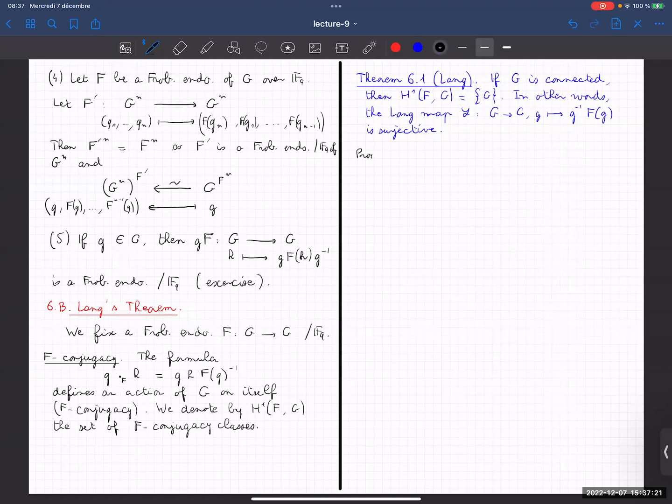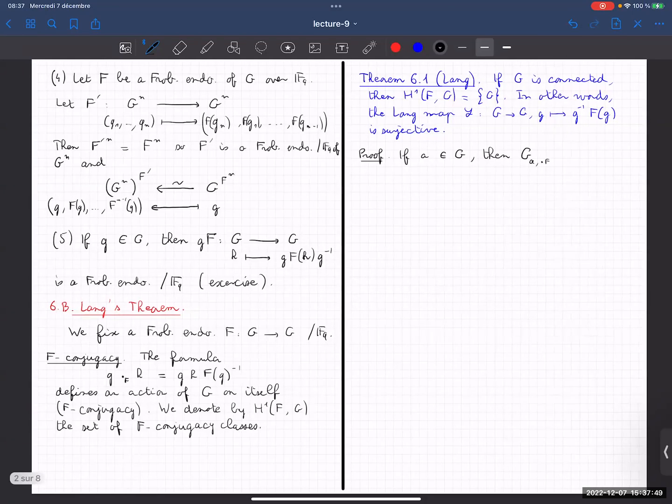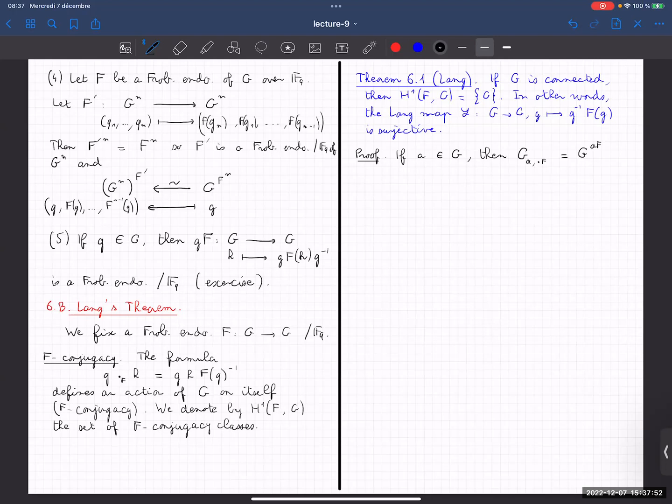So let's prove this very important theorem. If A is in G, then the stabilizer of A for the dot F action, which I denote like this, is the group G^{AF}. This is a group of fixed points under the Frobenius endomorphism AF. This can easily be checked from the formula. From the example here, AF is a Frobenius endomorphism, so this is really the group of fixed points under a Frobenius endomorphism. So in particular, it is finite.